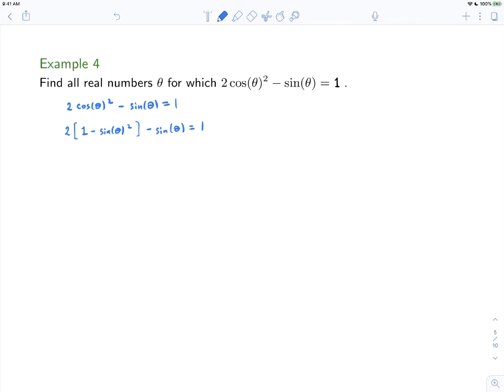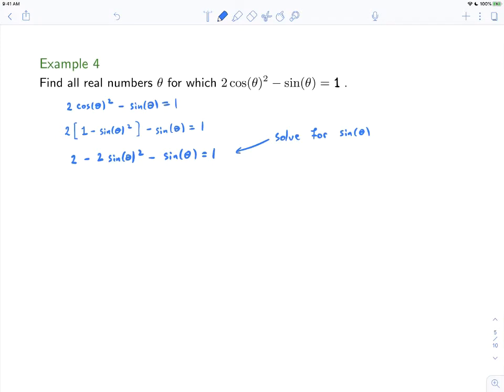equals 1. Okay, let's distribute that 2 now. So this will be 2 minus 2 times sine of theta quantity squared minus sine of theta equals 1. Now our first goal is to solve for sine of theta. And once we solve for sine of theta, then the next step is to figure out what theta actually is.